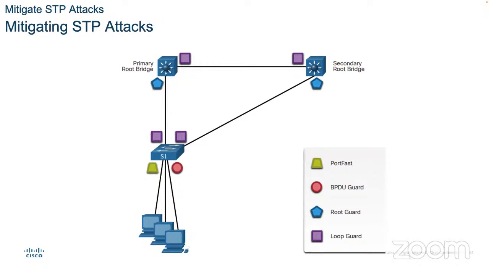Root guard is best deployed on ports that connect to switches that should not be the root bridge. That way, if a root guard enabled port receives BPDUs that are superior to those the current root bridge is sending, that port is moved to a root inconsistent state. It's otherwise the listening state, and no traffic data is forwarded across that port.